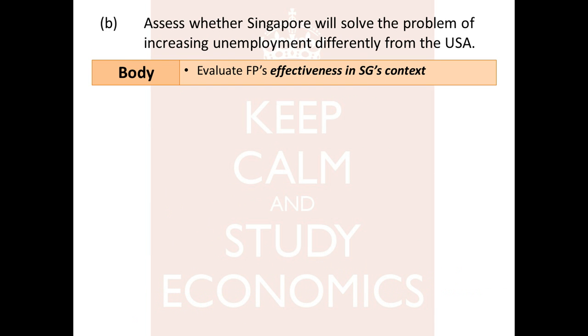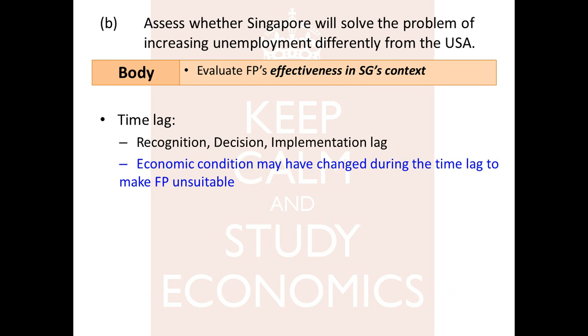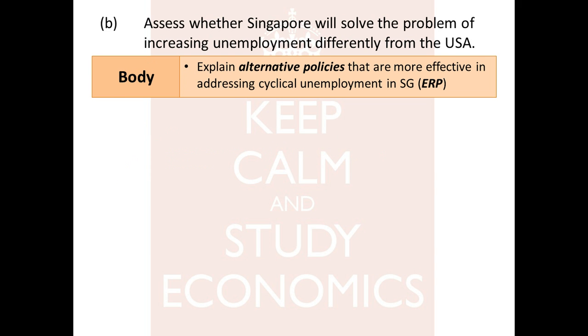The other evaluation of effectiveness is basically time lag, which by now should be very familiar, so I'll just skip through it quickly. Time lag is another way to evaluate the effectiveness of fiscal policy. Now we have said that fiscal policy is not effective, so we want to present alternative policies that would be more effective in dealing with cyclical unemployment in Singapore. For you to discuss intelligently about the alternative policies, first you need to consider the structure of the Singaporean economy.